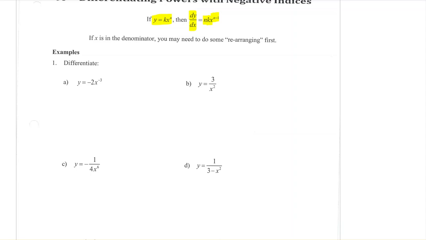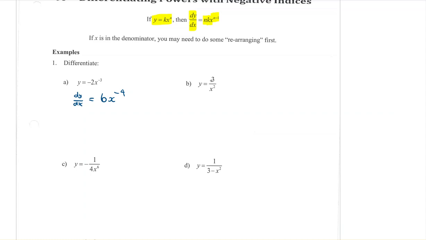Okay, so for question number 1, A here, to differentiate, I'm going to do dy over dx. The negative 3 comes down the front and times with the negative 2 to make a positive 6. X is the base and you subtract 1 from the power. Now subtracting 1 takes me to negative 4. And that's it. Let's do B.